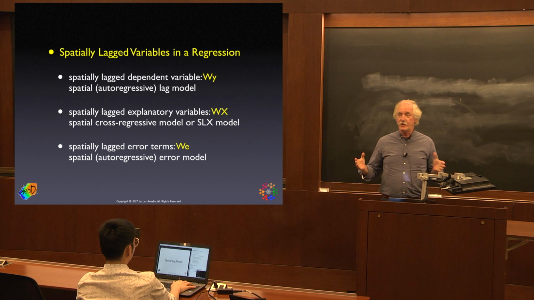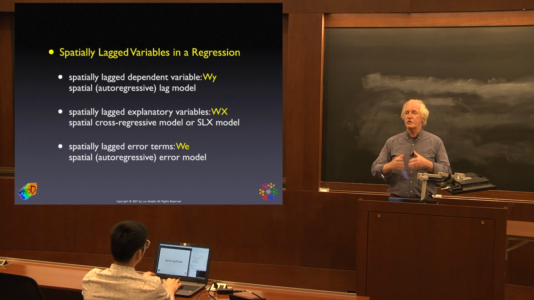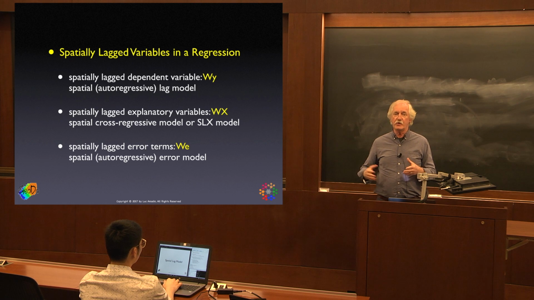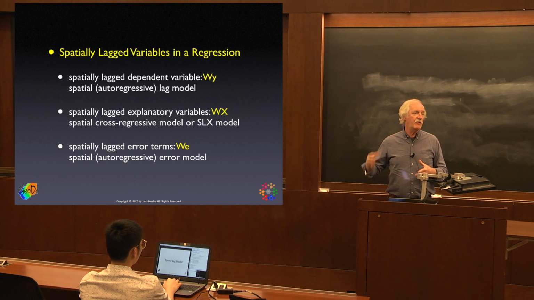So it's very straightforward. We have a problem. There's no easy way to incorporate this notion of a shift in space. So we move to the next best thing, which is an averaging of the neighboring values. We bring these averages into the model, either for the dependent variable, Wy, for the explanatory variables, Wx, or for the error terms.